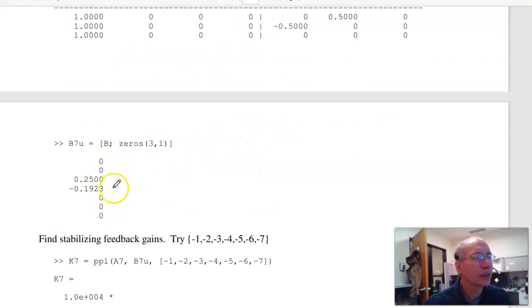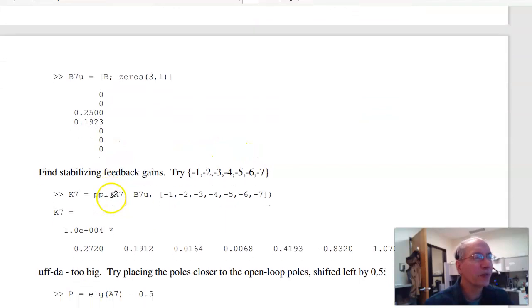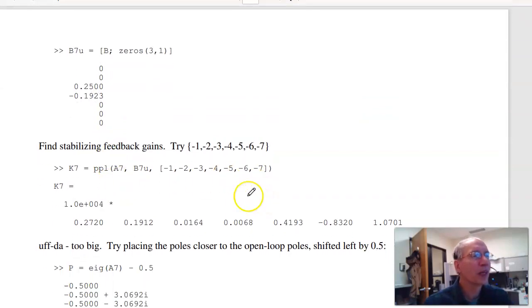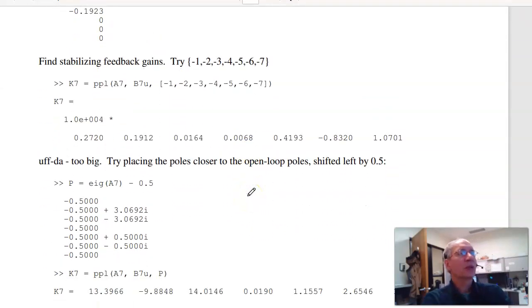There's my 7 by 1 vector for B. Use pole placement. So let's just put the poles at minus 1, 2, 3, 4, 5, 6, 7. It's not really specified where you want to put the poles. It's just got to be stable. Well, that's actually not a very good idea, because if I do that, I get gains of 10,000. So that's going to cause trouble.